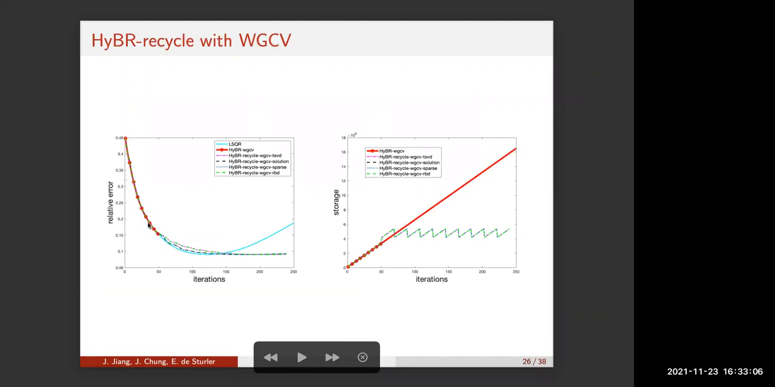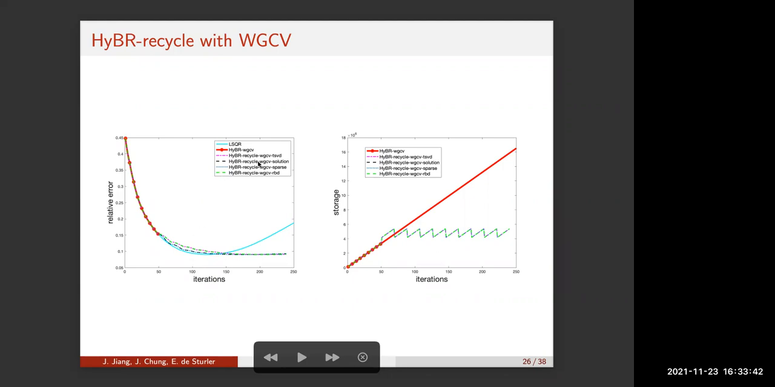In the left figure, we can check the relative error. The blue one is LSQR, which means we don't include any regularization, and we can see it has semi-convergence. The red one refers to the original hybrid method, where we use WGCV to choose the regularization parameter. Since our storage limit is 50, it stopped at 50 iterations, and since it reached the storage limit, it will not keep decreasing.